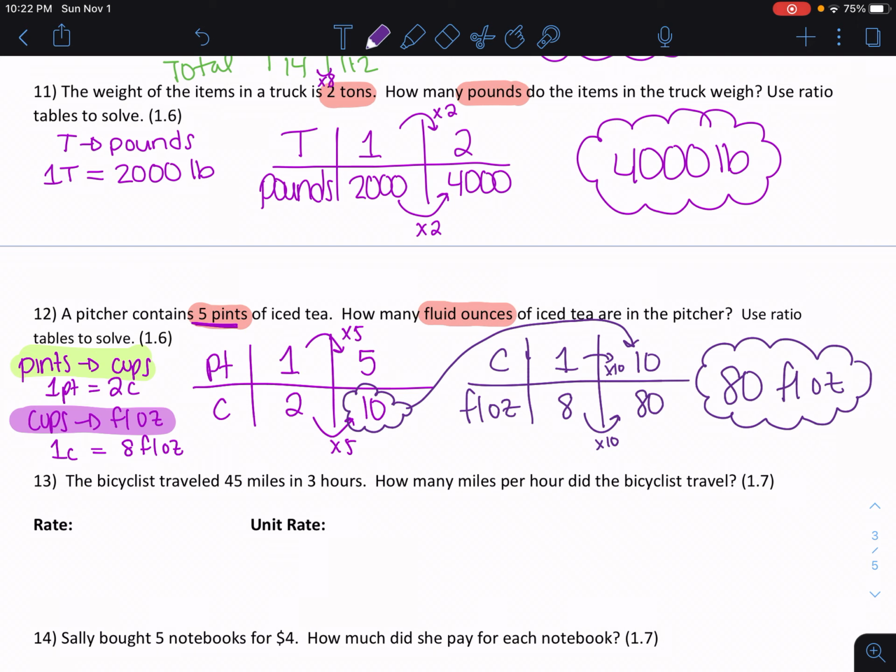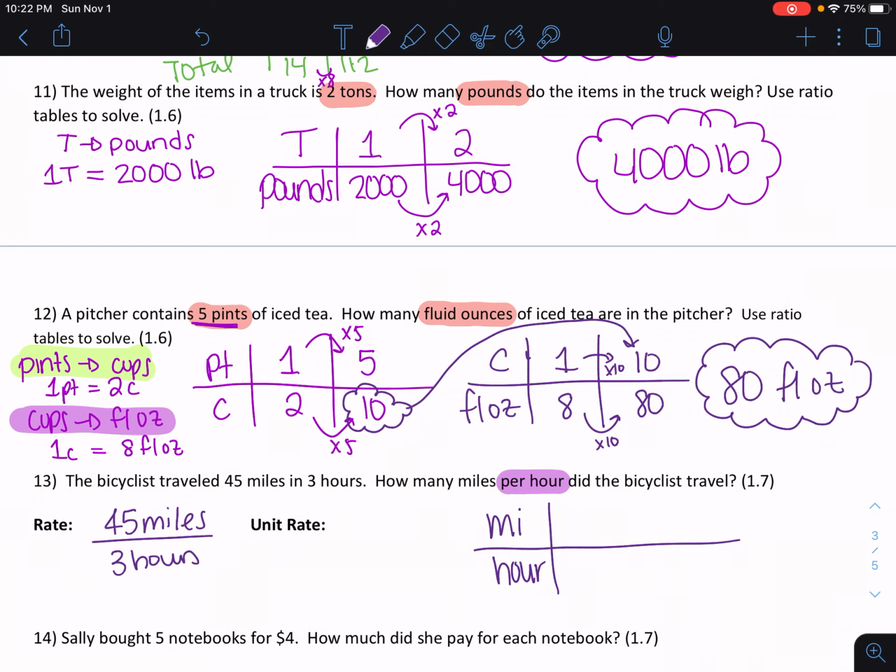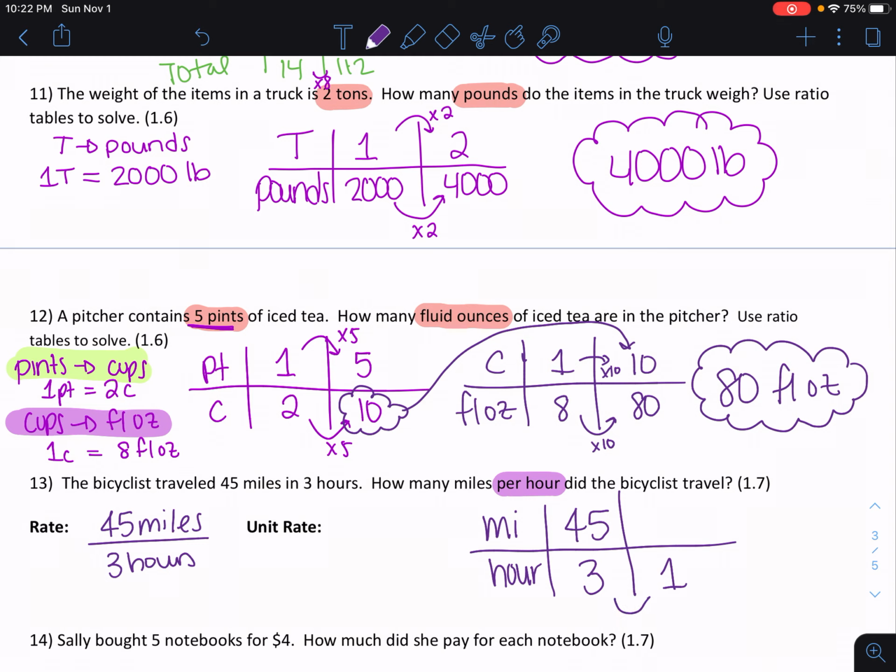Number 13 says a bicyclist traveled 45 miles in 3 hours. How many miles per hour did they travel? Per hour means that the hours go on the bottom of your rate. So 45 miles in 3 hours. To get my unit rate, I have 45 miles in 3 hours, and I want to get to 1 hour. So I'm going to divide by 3 in both places. 45 divided by 3 is 15. So 15 miles in 1 hour.